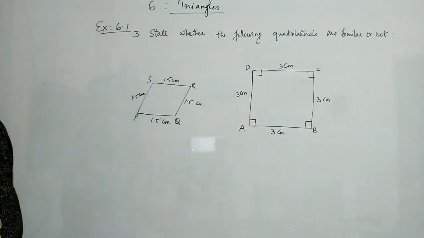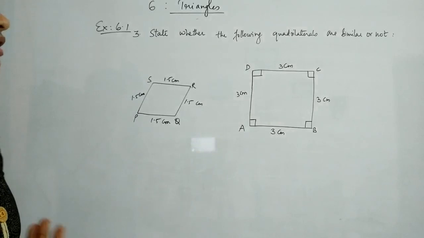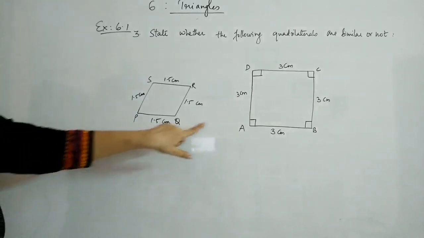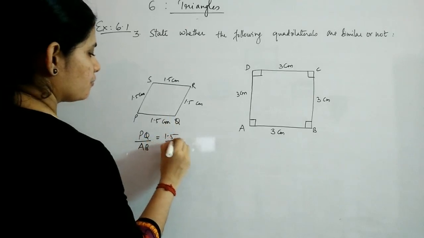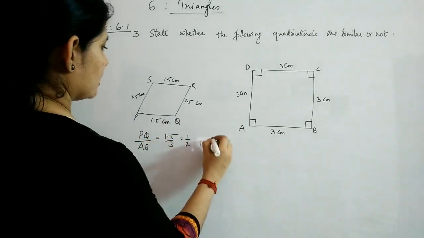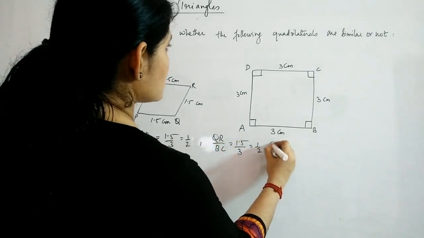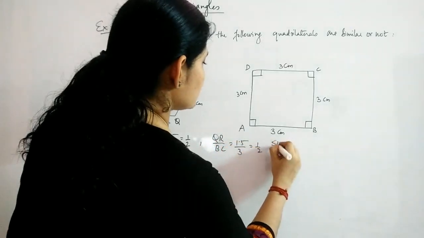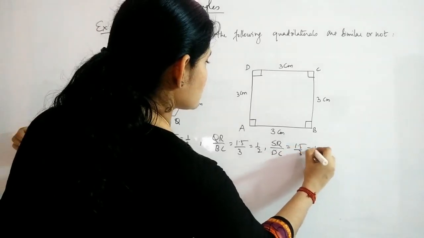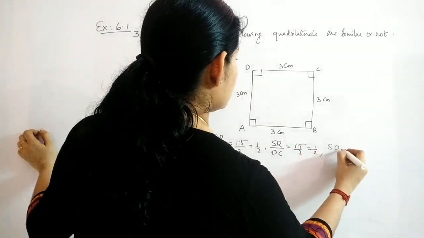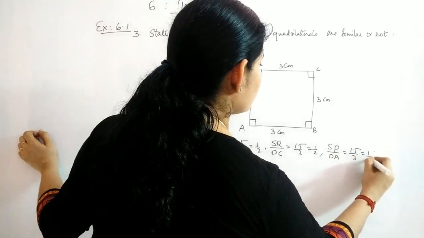Third question is, state whether the following quadrilaterals are similar or not. You have been given two figures. You have to say whether they are similar or not. According to the definition of similarity, you can just see that the sides are proportional. That is, PQ by AB, if you consider, it is 1.5 by 3, which is again 1 by 2. Then QR by BC is also 1.5 by 3, 1 by 2. And SR by DC is equal to 1.5 by 3, which is also 1 by 2, and SP by DA is equal to 1.5 by 3. So all of them are giving you the same ratio.